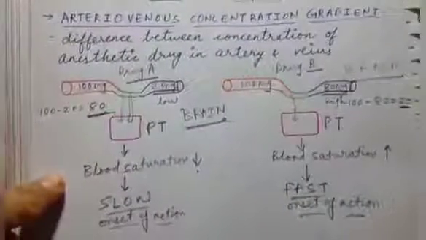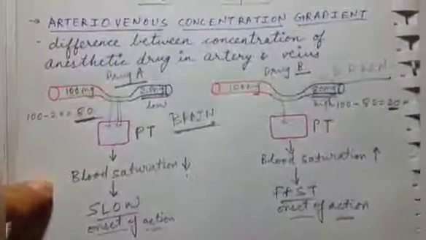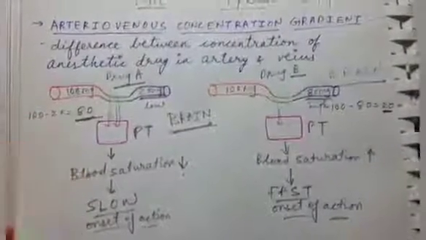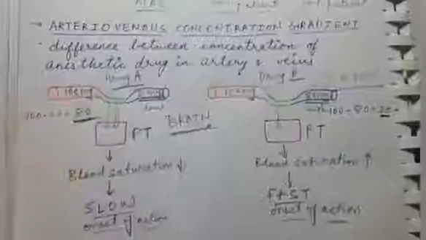Now also see, in this case the saturation is less. It means the blood is having less drug, so the brain will get less drug, and again the onset of action will be slow. And in the second case it is exactly opposite.